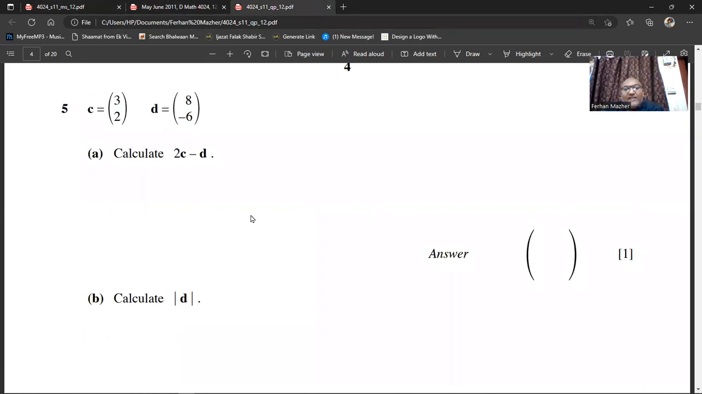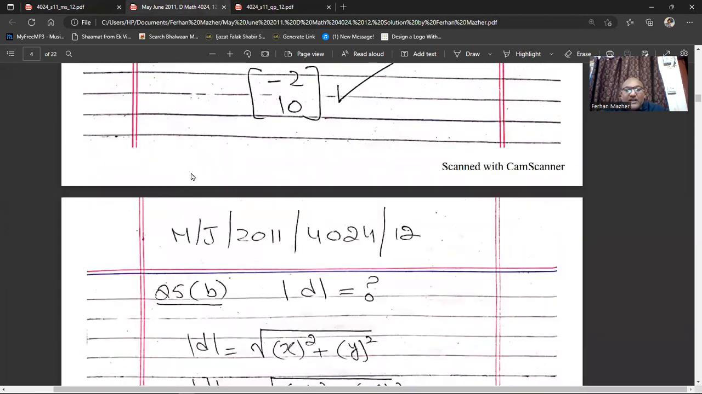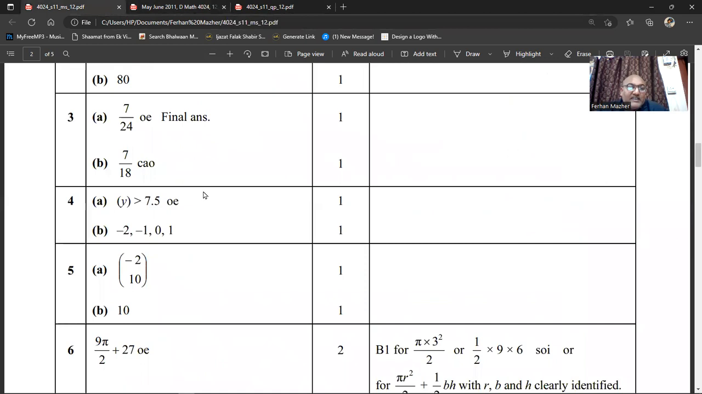In the question number 5, it's B part. They are asking to find out the determinant of the D. It's a column vector, so if you want to find out its determinant or its magnitude, the formula is x square plus y square and square root of it. So the determinant will be 8 square plus minus 6 whole square. So 8 square will be 64, and the square of the minus 6 will be plus 36. So 64 plus 36, that will be 100. And when you take the square root of the 100, it will be 10. So the length or the magnitude of the D is 10.